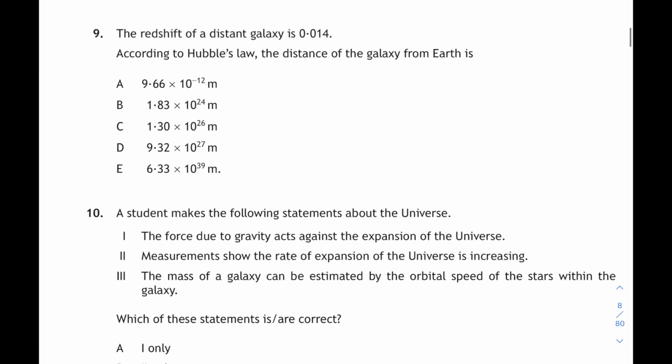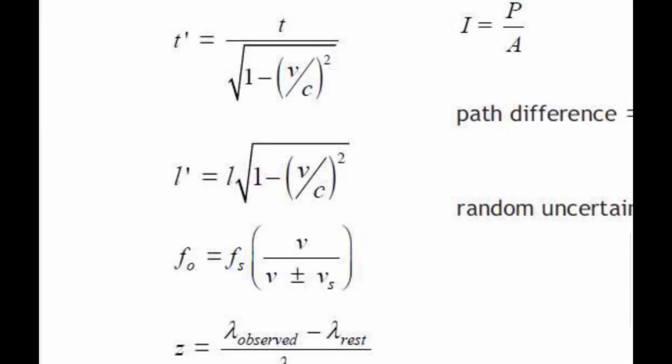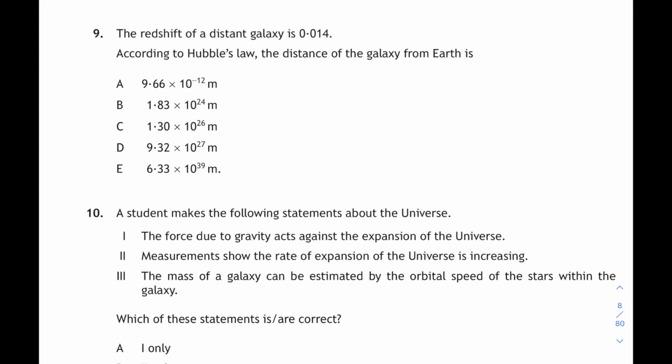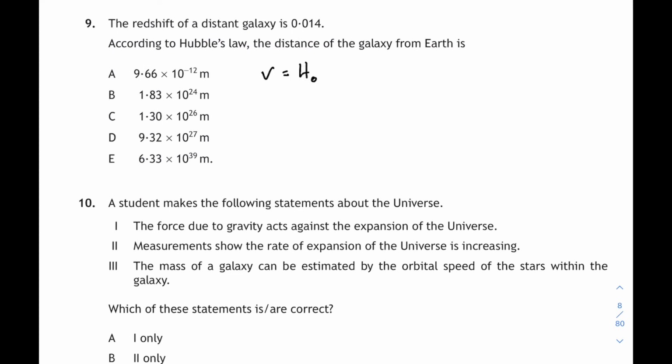Okay, question 9 is about redshift and Hubble's law. Remember, there's 3 relationships. Whenever you're dealing with redshift, let's go to the relationship sheet and see those 3 relationships. We're only going to need the bottom 2 for this question. So let's take those 2 relationships and let's jot them down beside the question. And we have to work out the distance of the galaxy from the Earth. So let's rearrange the first relationship for D equals V over the Hubble constant. And to get V though, we have to rearrange the second relationship. V equals Z times C.